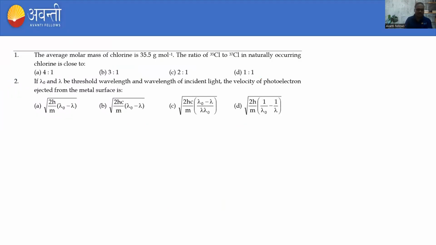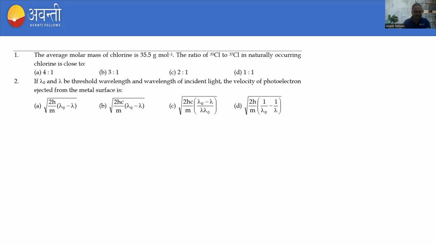Yeah, the first question is this one. This is the first question in your 12th IIT paper, right? The average molar mass of chlorine is 35.5 gram per mole. The ratio of chlorine 35 to chlorine 37 in naturally occurring chlorine is closest to, right? So you have to calculate the ratio of this. So let's solve the question.